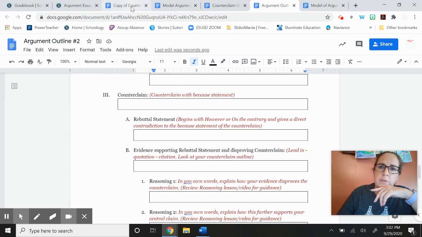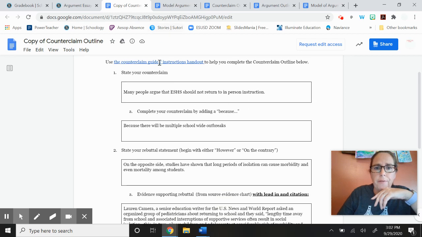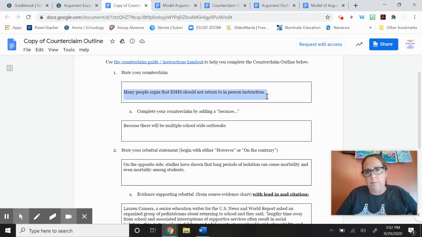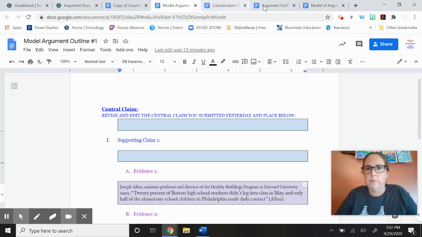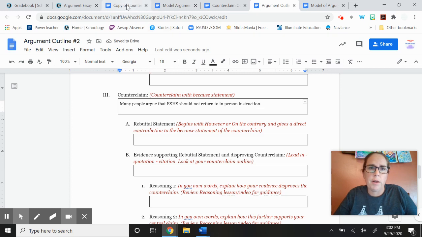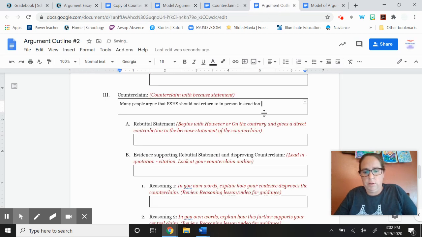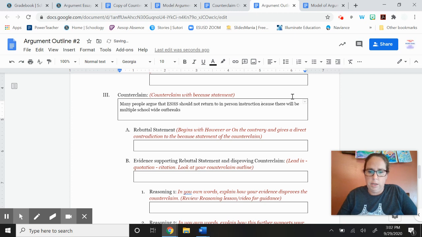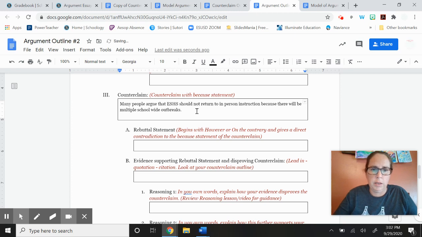And then yesterday you did your counterclaim outline. Here's an example of one here, right? So I'm going to take my first part, and I'm going to move this over. Oops, wrong one. And now this was just the first part. I want both parts of it. So I'm going to take from here, and I'm going to continue it. I'll make that a lowercase. And of course, I would make a period there.